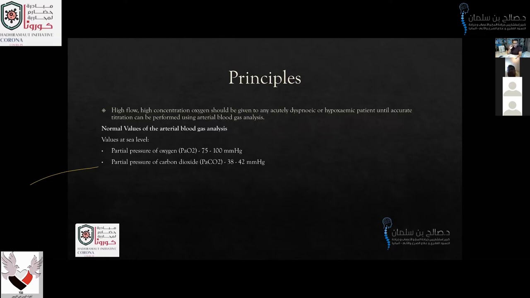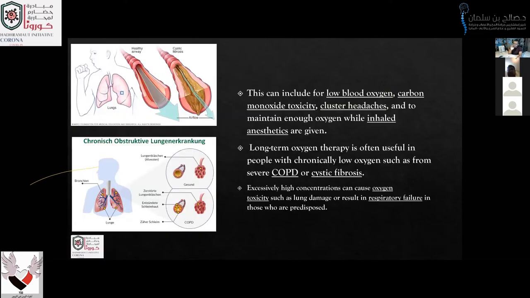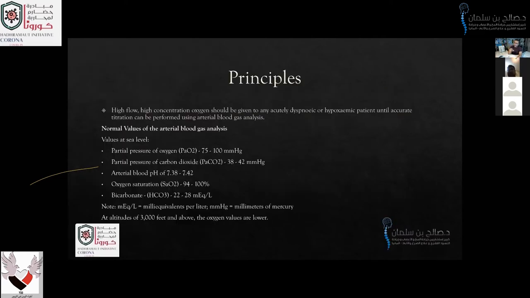Partial pressure of carbon dioxide 38 to 42 millimeters mercury. Arterial blood pH between 7.38 to 7.42. Peripheral oxygen saturation 94 to 100%. Bicarbonate is 22 to 28 milliequivalents per liter. As I told you, patients over 3,000 feet above sea level have a little bit lower oxygen level in the blood.